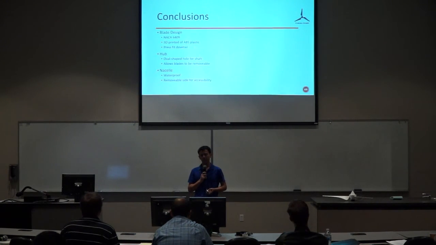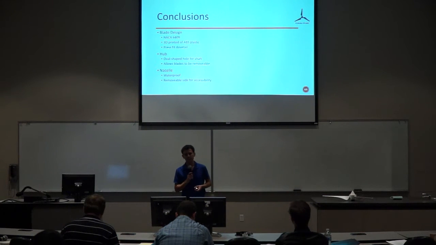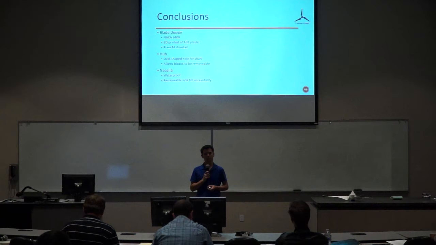For conclusions, our blade design uses a NACA 6409 airfoil. It is 3D printed out of closed-source ABS plastic, and it has a press-fit dovetail to prevent movement within the hub. The hub has a unique oval-shaped hole for the shaft. This is to reduce the pressure on the plastic and disperse it over a larger area. And it allows the blades to be removable so we can test different blades, and in the event of a breakage, we can swap that out and continue testing.